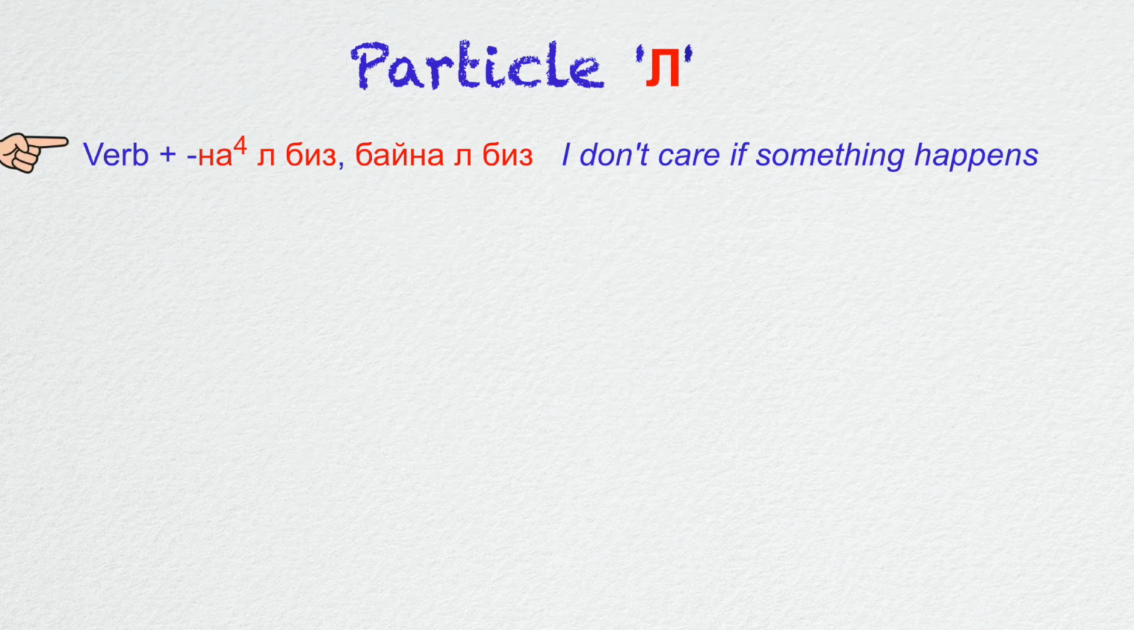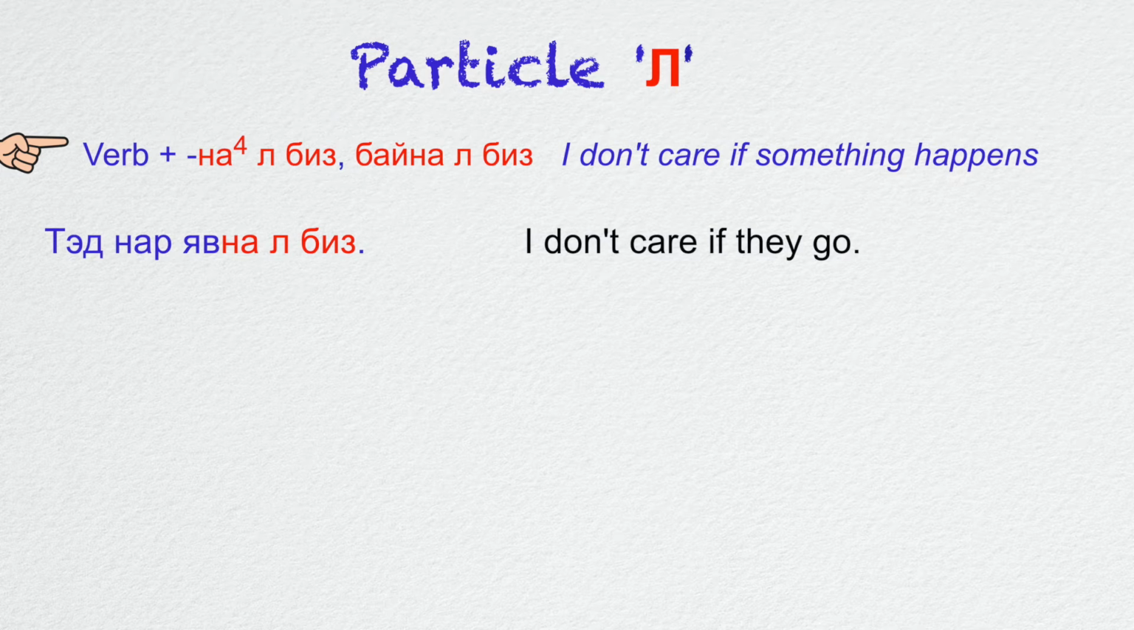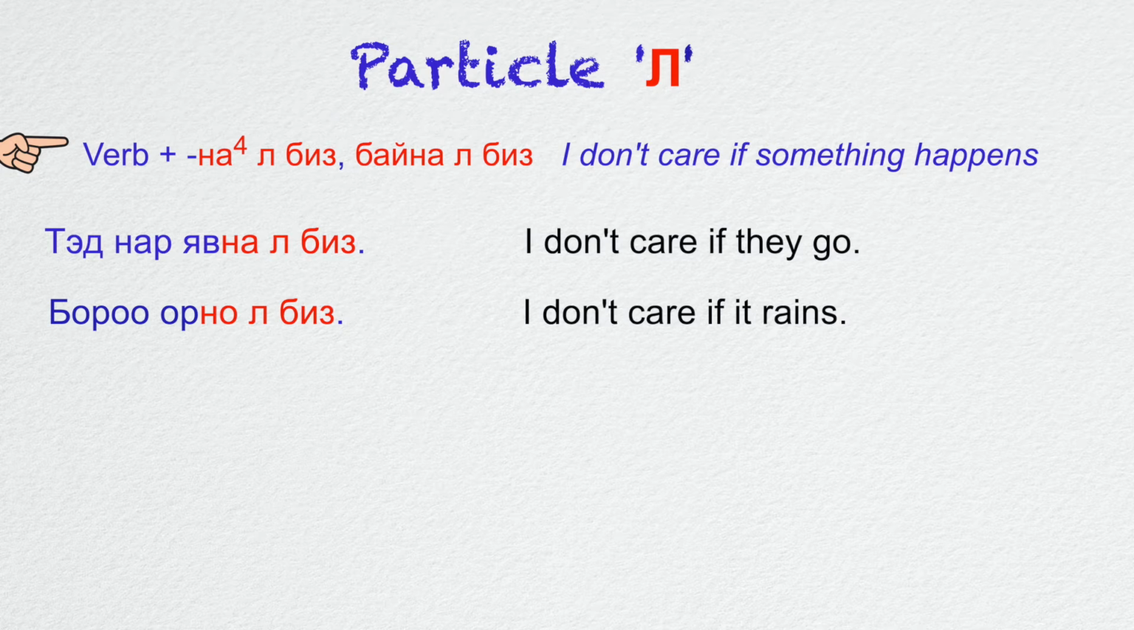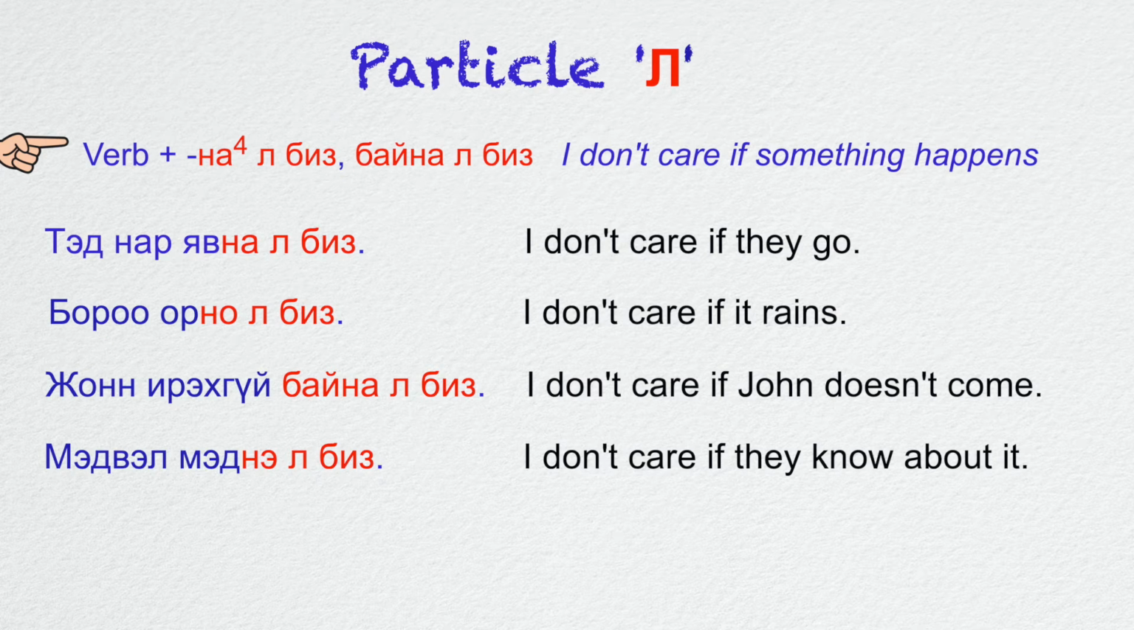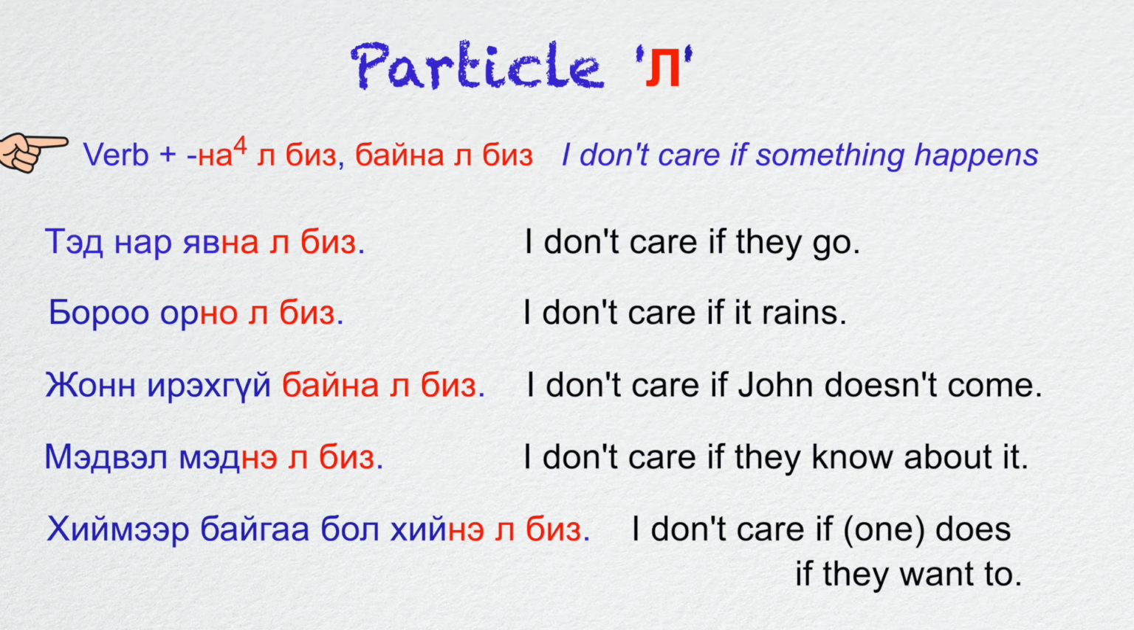Next one is л биз. It's used when talking about the third person. It means I don't care if the person does that or not. For example, тэд нар явна л биз. Бороо орно л биз. John ирэхгүй байна л биз. Мэдвэл мэднэ л биз. Хиймээр байгаа бол хийн л биз.